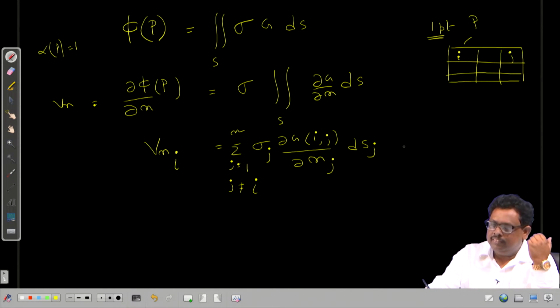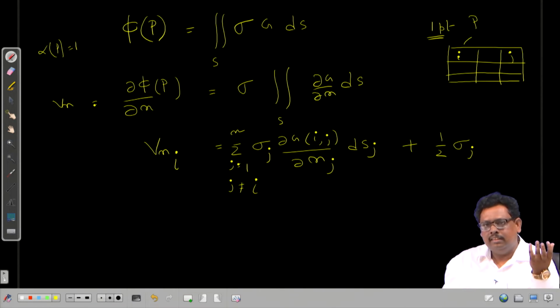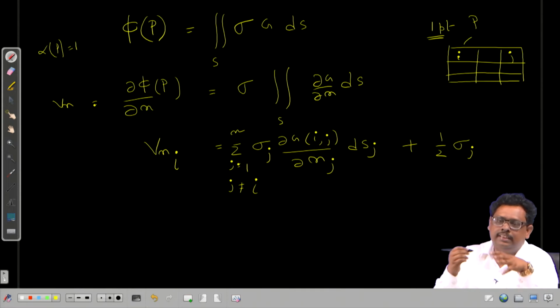And when i equals j, we have to take plus half of sigma j. That is what we have seen from the last class. So, this is how we are going to discretize the whole thing, right.